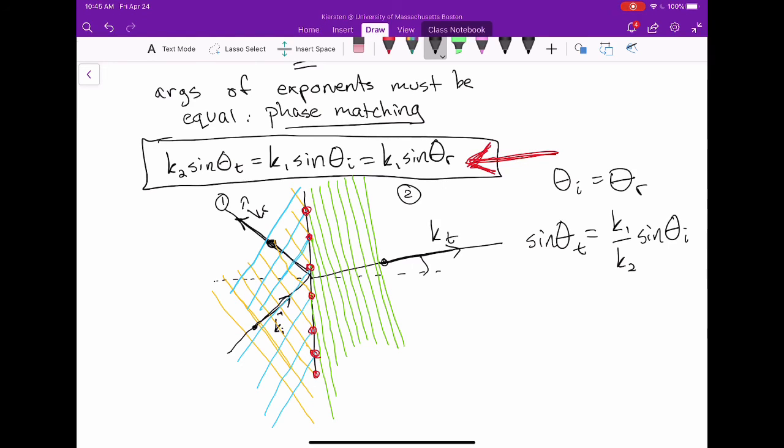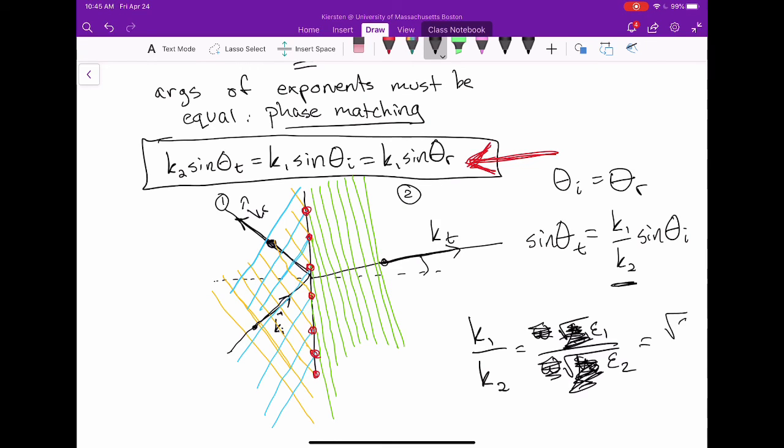And you might see this k1 over k2 term simplified because k1 over k2 is equal to omega square root mu1 epsilon 1 over omega square root mu2 epsilon 2. And if the mu's are equal because we're talking about dielectrics, and the frequencies are equal because we're only talking about one source over here, you end up with square root of epsilon 1 over square root of epsilon 2, which is how you'd normally see it. So that's Snell's law for you.